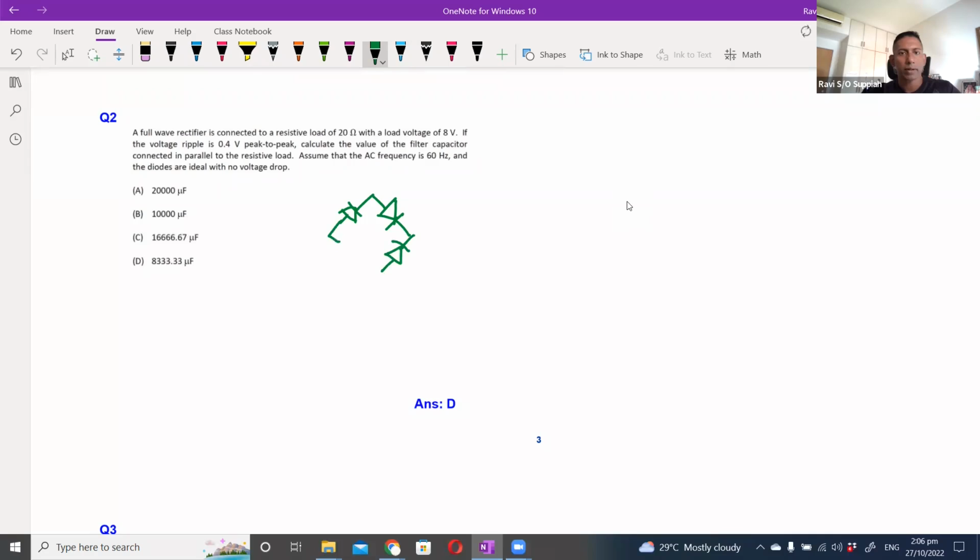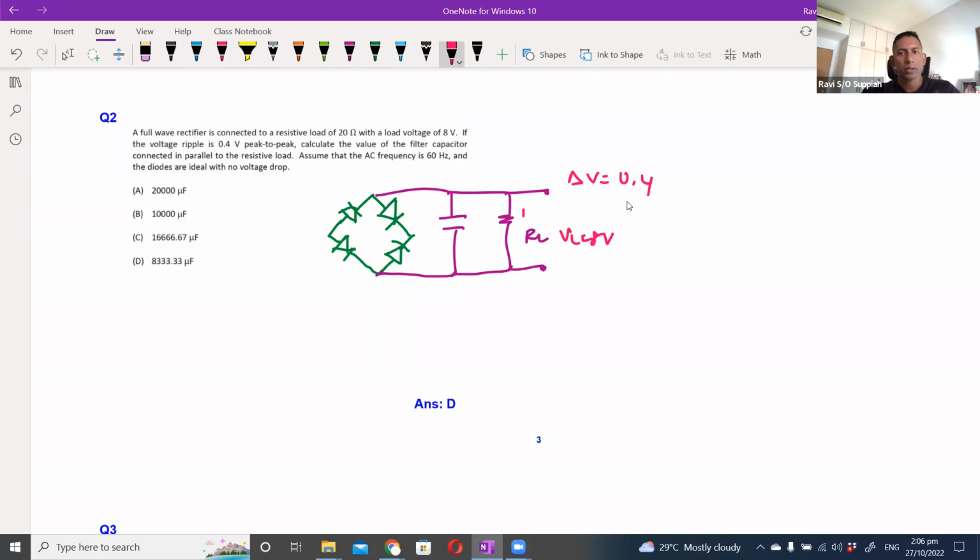This is your full wave rectifier that you built. Before that is your transformer, and from here you connected up your capacitor and your resistor. This is your load, RL. Your VL in this case is 8 volt, your delta V is 0.4, your resistor here is 20 ohms, and the frequency of the signal is 60 hertz. So you have all this information, correct?